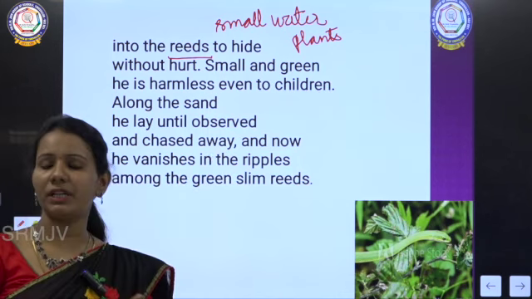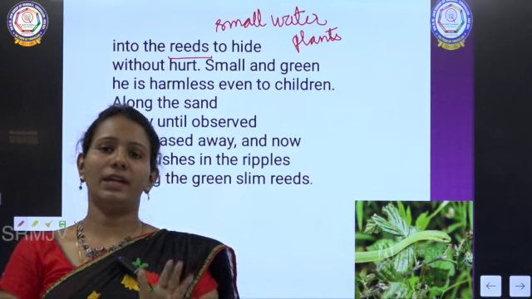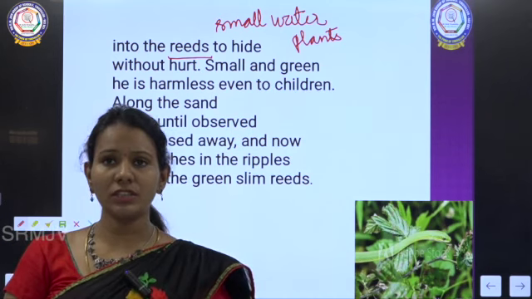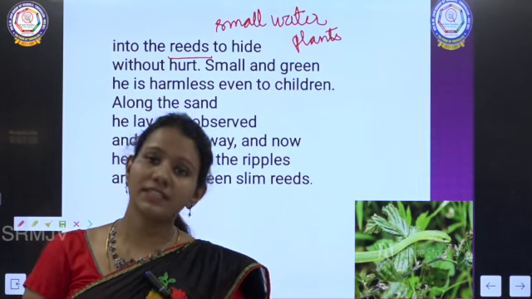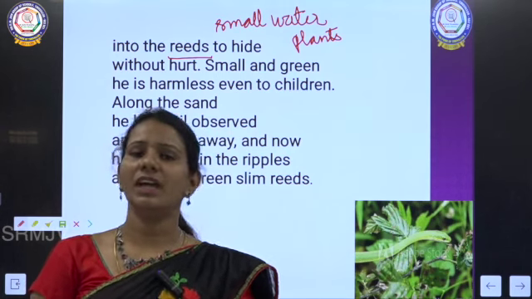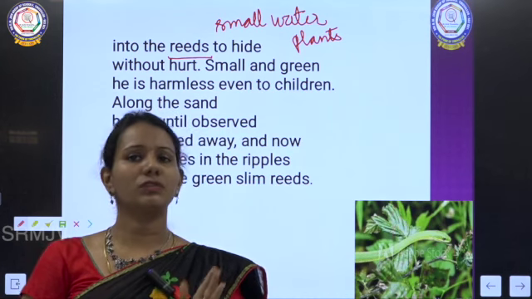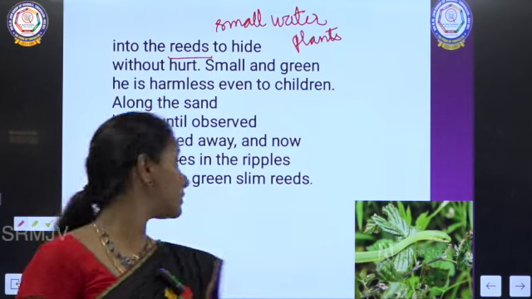So, he will not come and attack anybody, he will not bother anybody. The snake will not bother anybody until you go and observe. Observe means what? Spot or see it. Until you go and see it, until you go and chase it away, it is not going to do anything. It is going to lie in its own place, minding its own business.